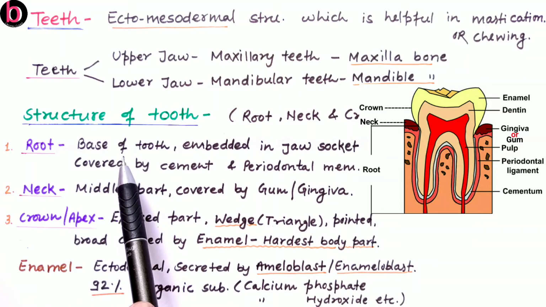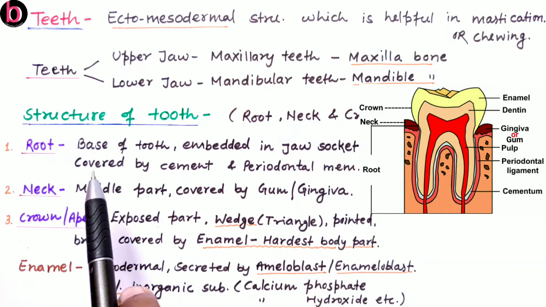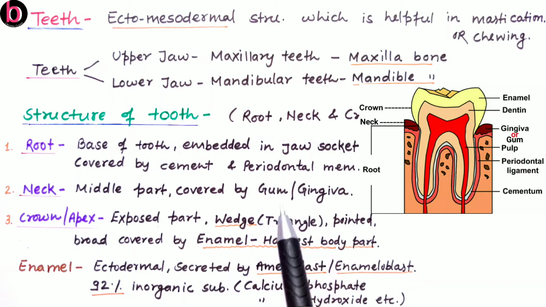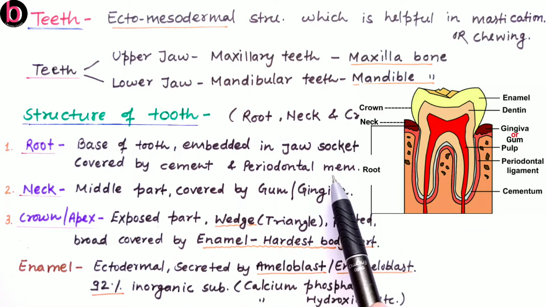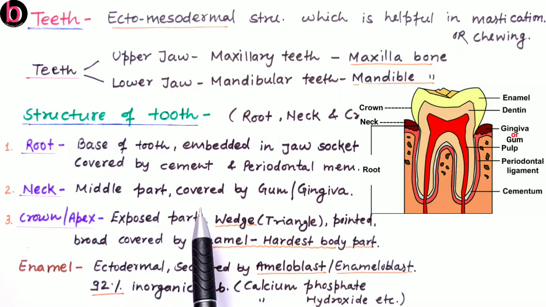The root is the base of any tooth and is embedded in the bony socket. The root is covered by a cementing substance known as cementum as well as the periodontal membrane, or we can say periodontal ligament. You can see this in the diagram. The second part is the neck. This is the middle part of the tooth, and the neck is covered by the gum, also known as gingiva. The third, the outermost part, is known as the crown or apex.